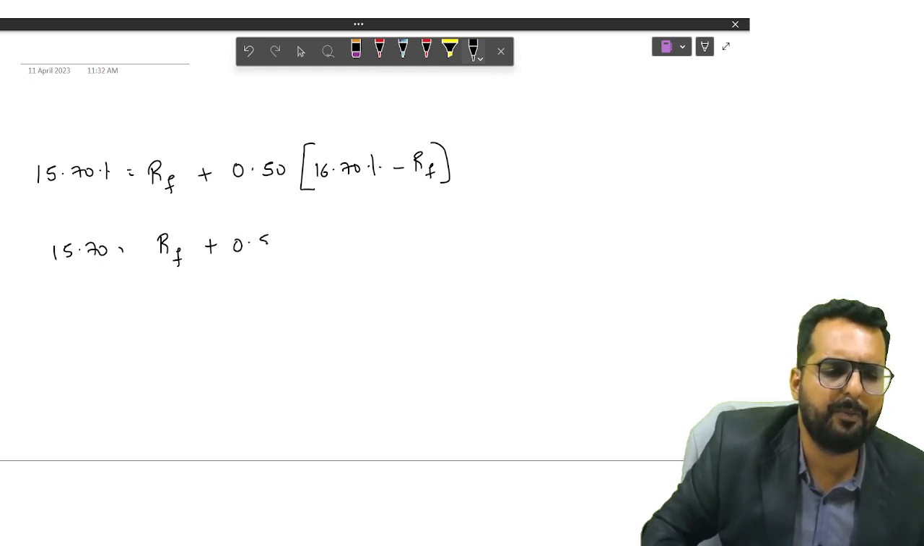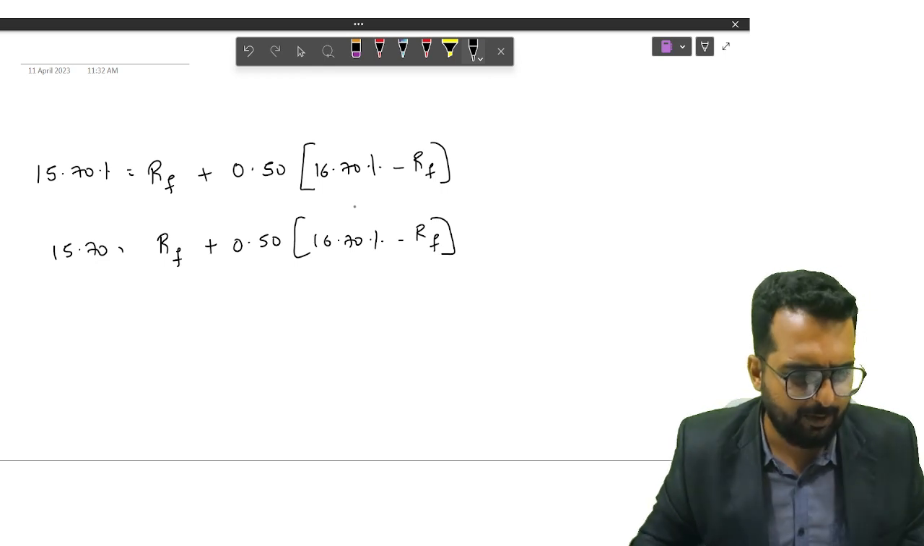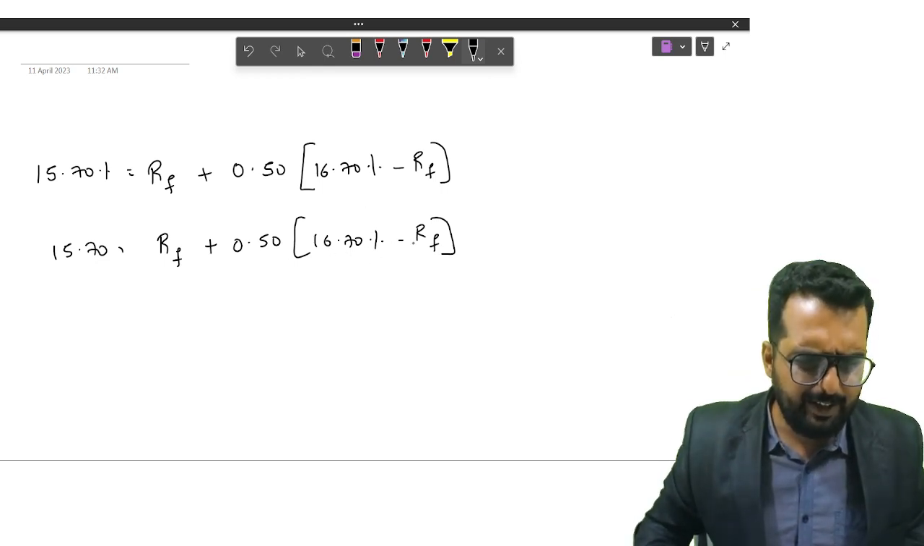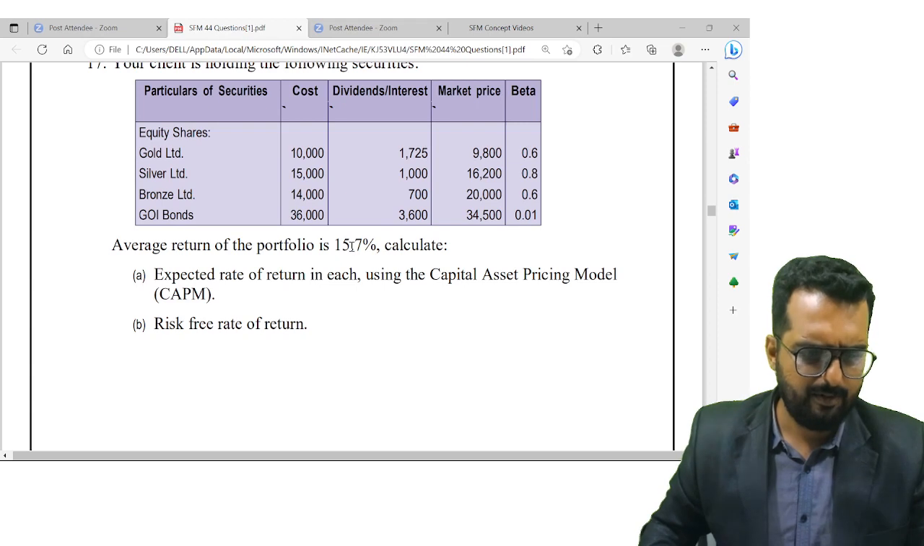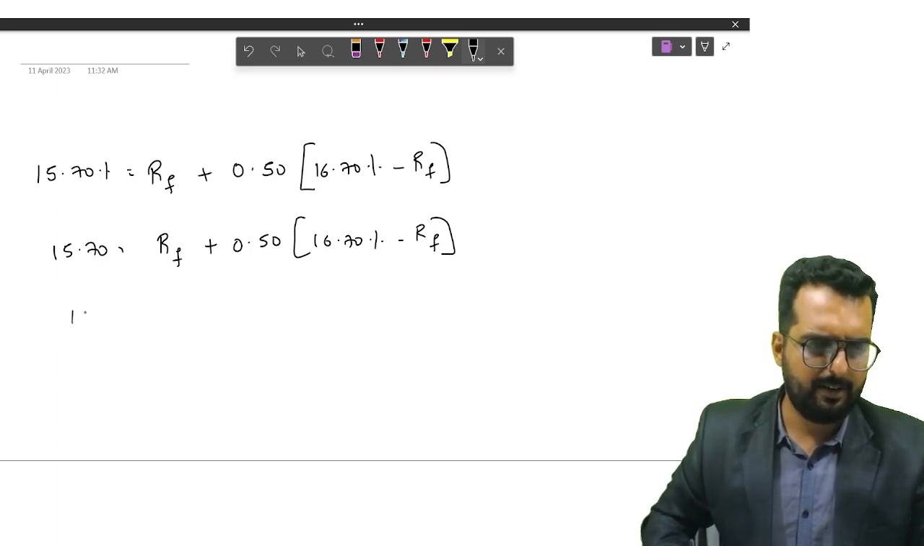So now how do we solve this equation, friends? Can someone help me out? My brain is roasted after 4 hours of workout. Can we multiply 0.5 into brackets and then solve it? Okay, let's try doing it that way.